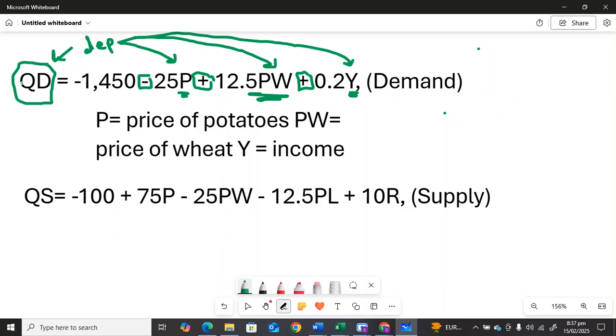All right. So that's how we interpret a multivariable demand function. You have your dependent variable, in this case, quantity demanded. And then you have your independent variables. So price of potatoes, price of wheat, and income, these are independent variables. They are the ones that affect quantity demanded of potatoes. Quantity demanded of potatoes doesn't affect these variables. These variables are the ones that affect quantity demanded. Any questions?